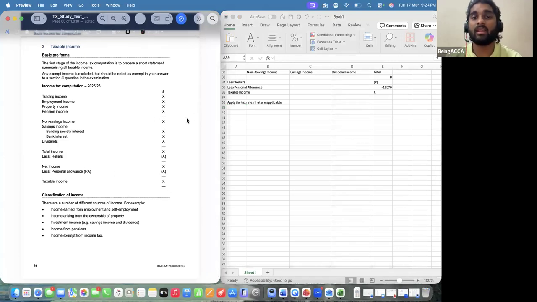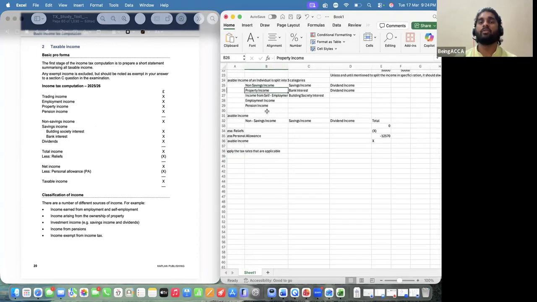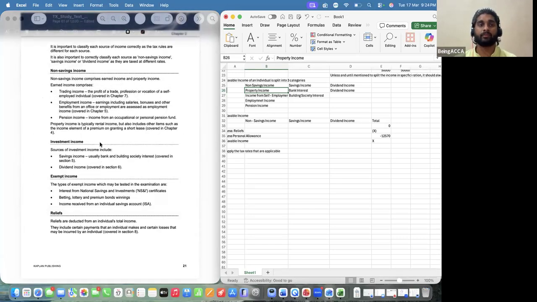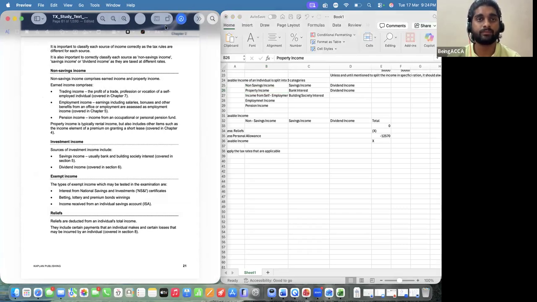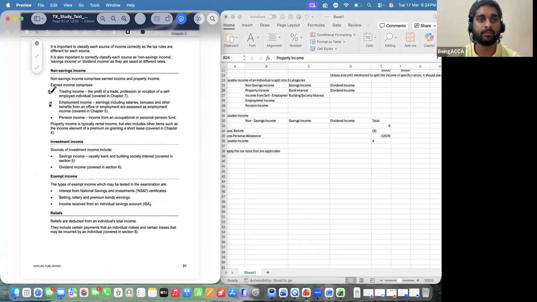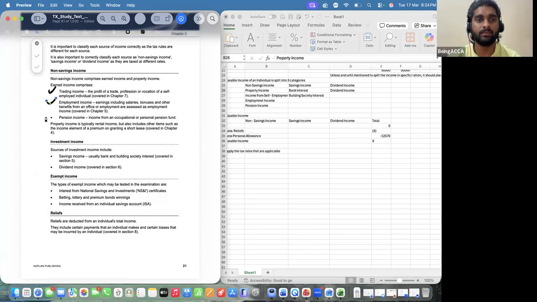As we've discussed, this is the classification of different income, and all of these incomes we will study in detail as we move forward in our syllabus. For now, this is all you'll have to remember. Trading income is nothing but income from profits that you generate on any trade that you do. You know all of these, right? If you want me to explain them, I can. You know what trading income is? What employment income is? Pension income? Great. Property income?